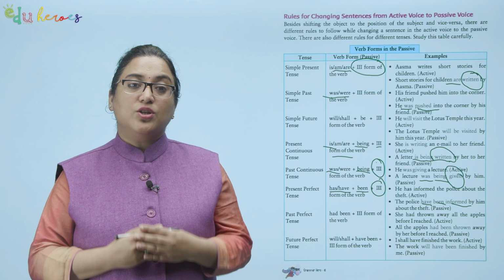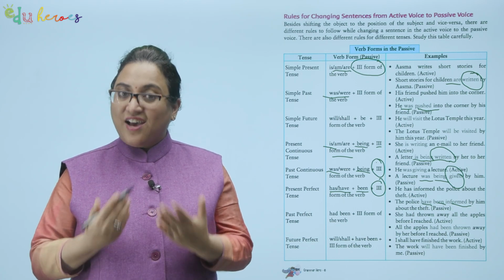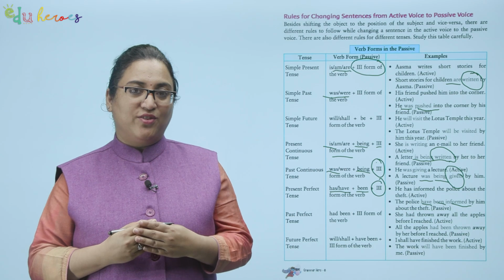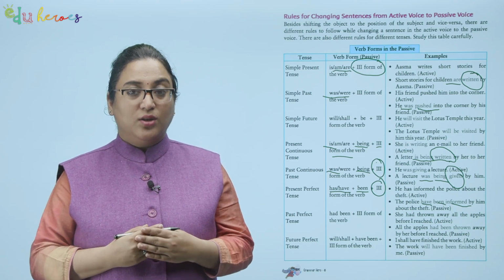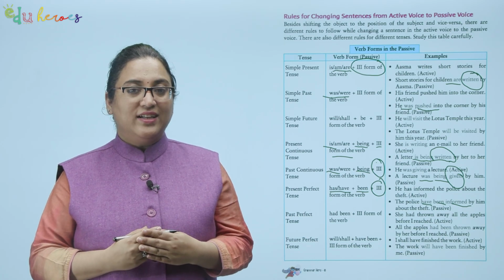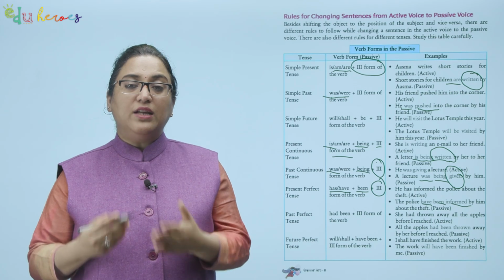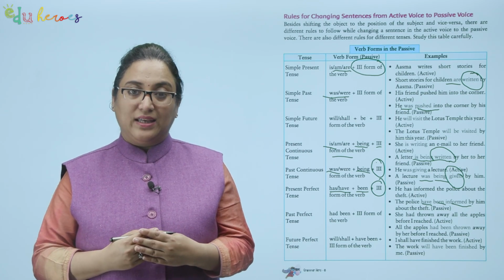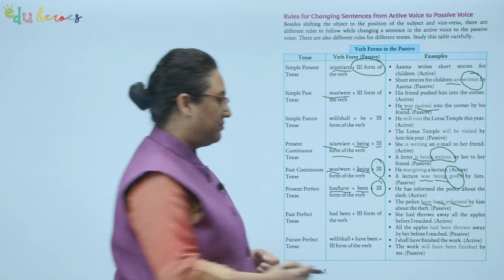And then future perfect tense. You will use will or shall plus have been and then the third form of the verb again. I shall have finished the work. This is active voice. And then we change to passive. The work will have been finished by me. So this is the passive voice.